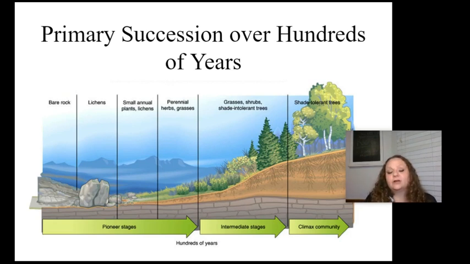This is the pattern that's going to occur every time. And just don't forget, the only difference between primary and secondary succession is that primary succession starts with bare rock. Secondary succession is going to start after there's soil already there.